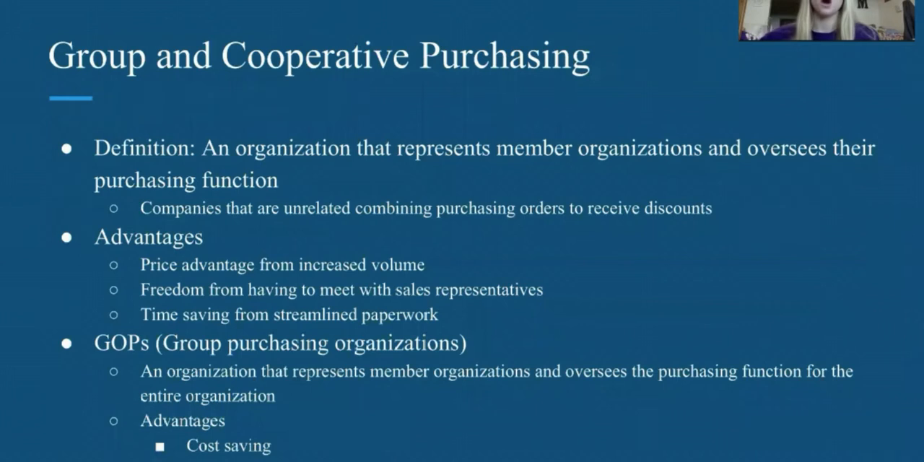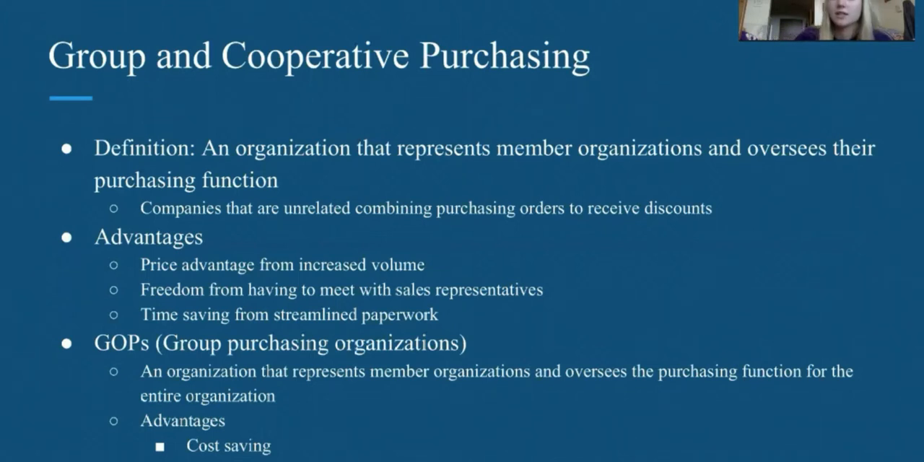So group and cooperative purchasing would be something like a school, a hospital, and the nursing home in a small community coming together and combining their purchases into one order. The buyer is independent from the organization, and the organizations all agree upon common specifications to that which the buyer has to uphold and maintain.